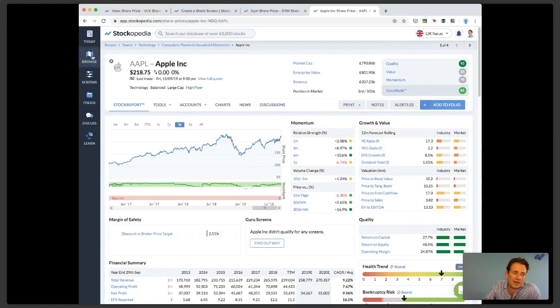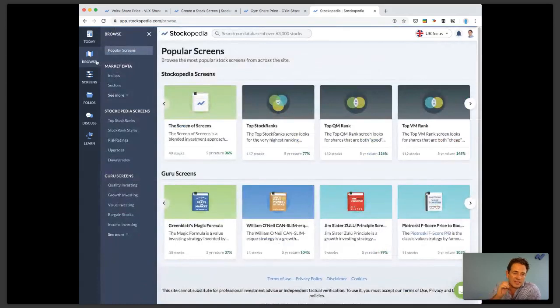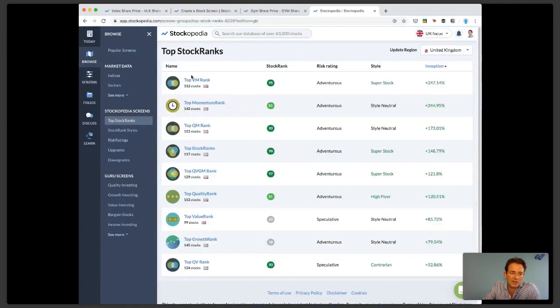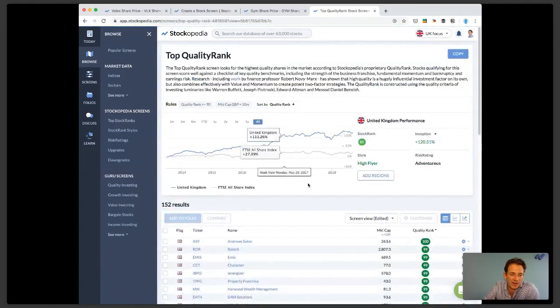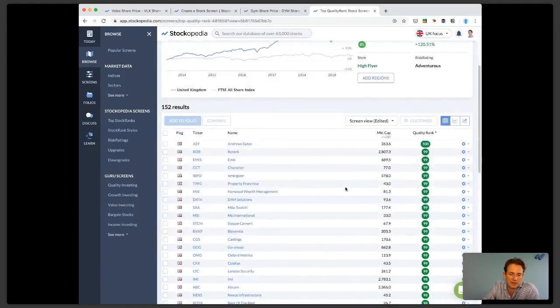And also, a lot of people are familiar with the old site. The Stockopedia rating, some of the things I talked about, you can find them in Browse under the top ranked shares. We've got lots of these pre-rolled screens in here. So you can go and find, for example, top quality ranked shares to find the highest quality shares in the market. Gives you context.